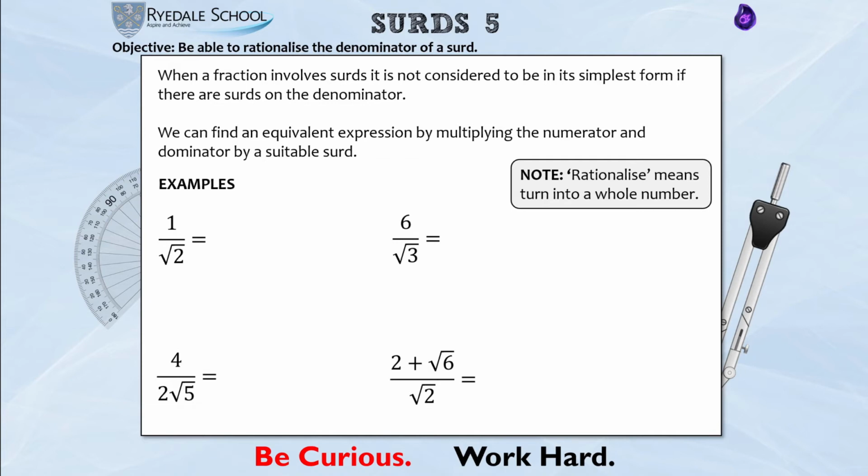So what we're going to be trying to do today, perhaps one of the hardest skills with surds, is looking at how we can rewrite an expression such that the denominator is not a surd, but the expression is still equivalent. And the way that we're going to do this is we're going to think carefully about what we can multiply the numerator and the denominator by. As long as we multiply a numerator and denominator by the same value, the fraction remains equivalent.